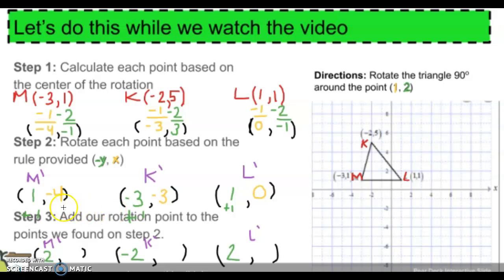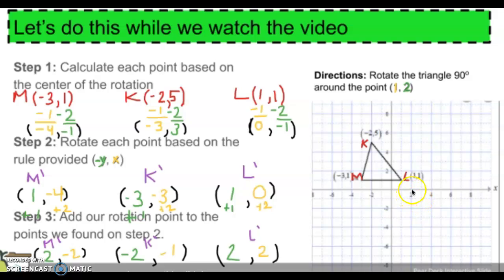Let's go ahead and do the same thing with our y value. So here we should be adding 2 to each of these terms because 2 was our number from our rotation point. And -4 plus 2 would give me -2. -3 plus 2 gives me -1, and 0 plus 2 gives me 2. Okay, so here I was able to add my rotation point back in, and now I have points M prime, K prime, and L prime, and now I can graph them.